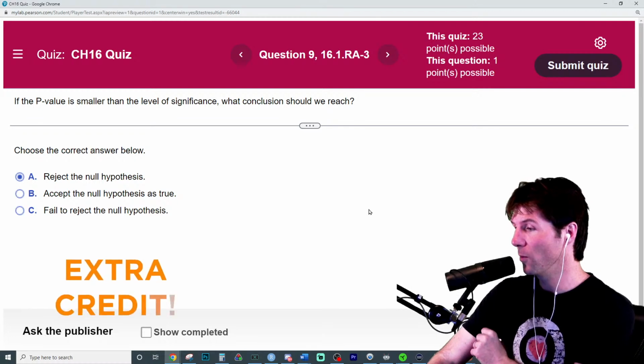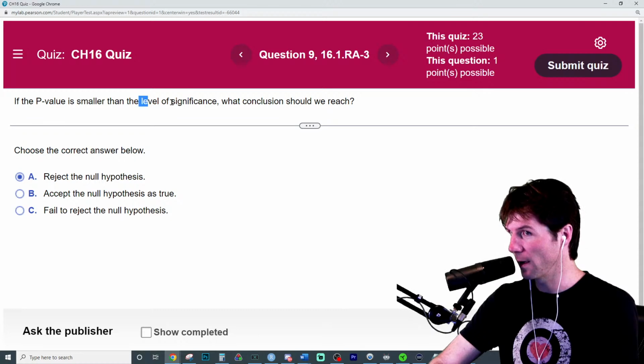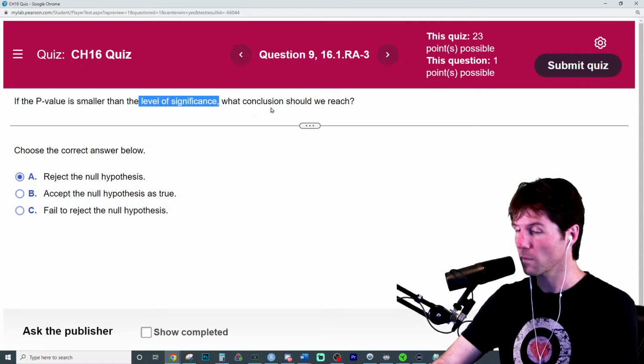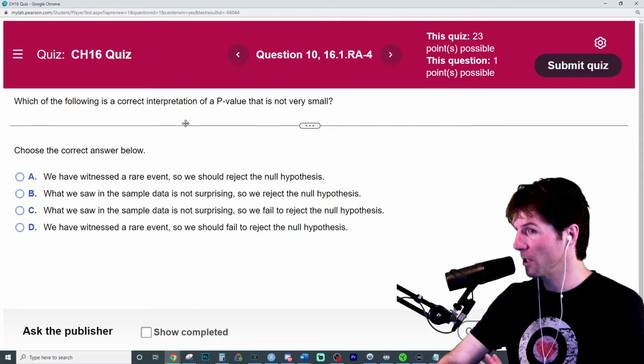When the p-value is low, reject the null. When the p-value is high, just let it fly. So the p-value was lower than alpha right here. Good practice. We all need practice. Which of the following is the correct interpretation of a p-value?